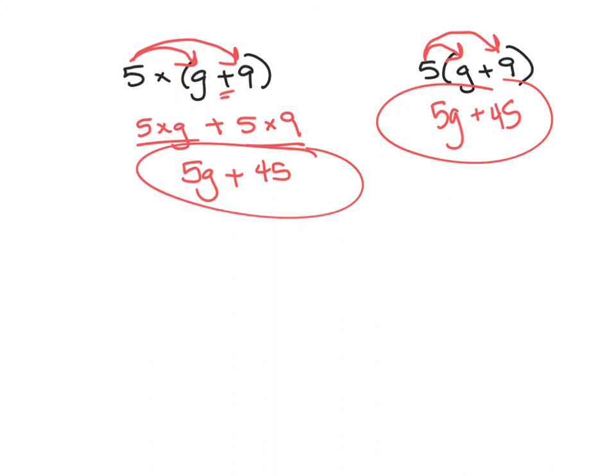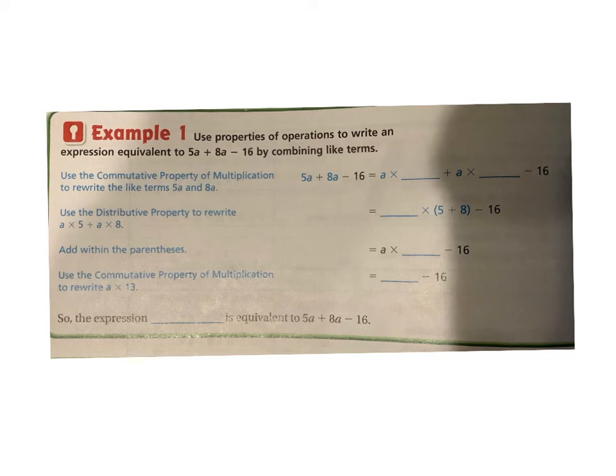Now, there is the reverse of the distributive property as well that they'll be talking about also, and that's pulling a greatest common factor out of it. I think they get to this in one of the examples, so I'm going to wait and I'll come back to it if they don't. All right, so we're going to use the properties of operations. Remember, those properties are the commutative, the associative, the identity, and then we learned the distributive just now.